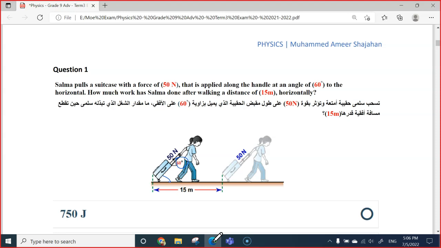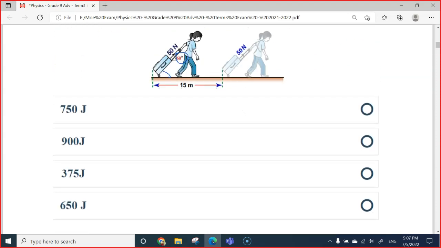So the equation to calculate work done is work is equal to force multiplied displacement multiplied cosine theta. Here force is 50 Newton. So 50 multiplied displacement is given here. She is walking a displacement of 15 meter. So 50 multiplied 15 multiplied cos.